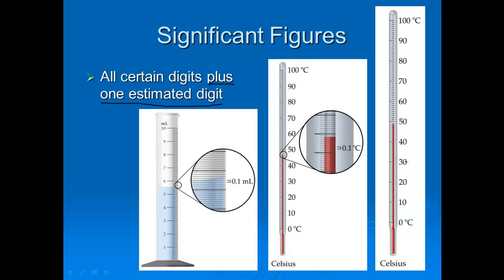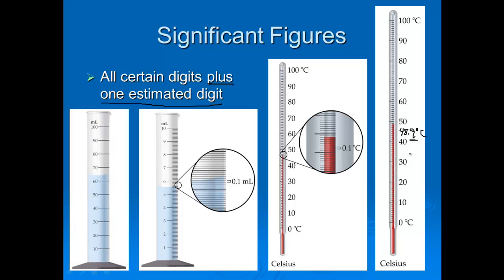Same thing over here. This is a thermometer, and you can see this would be 41, 2, 3, 4, 5, 6, 7, 8. It's definitely between the 8 and the 9. You can kind of see, I think it's closer to the 9, so I might estimate this as 48, let's say 9 degrees Celsius. Okay, and that's my estimated digit. That's what I'm talking about, and we'll do this a lot in lab.